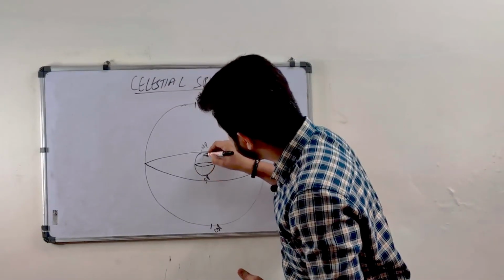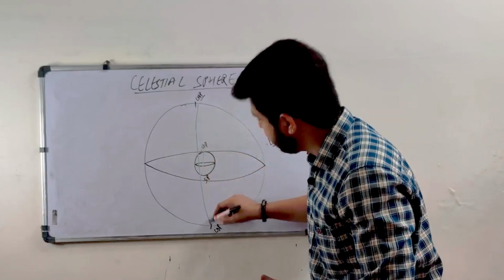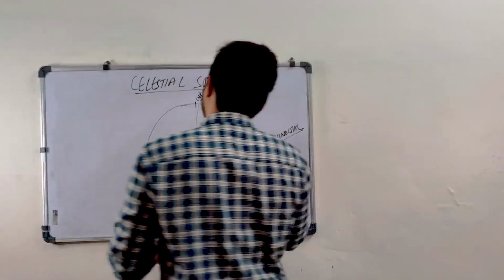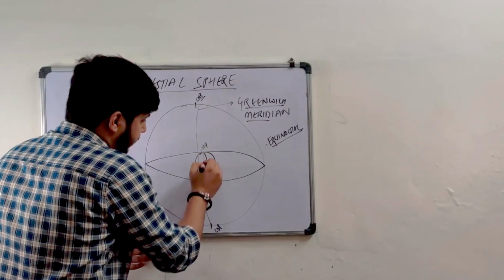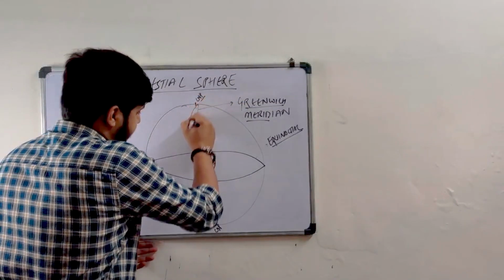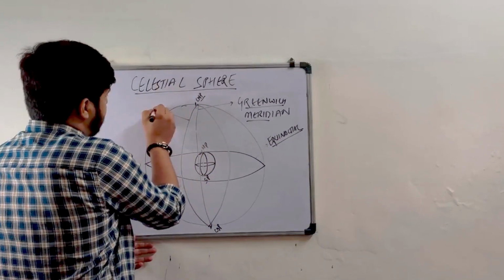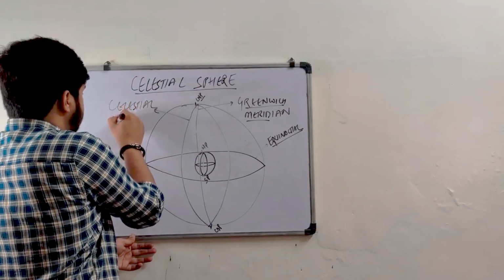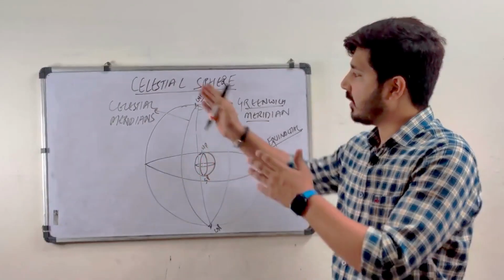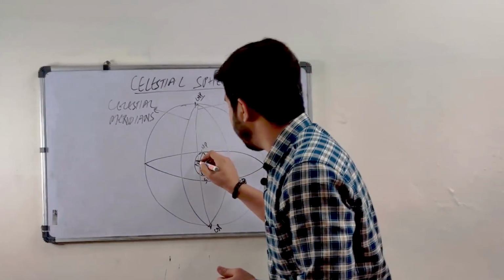Let's say this is Greenwich meridian, same we will transfer it to the celestial sphere. This is also known as Greenwich meridian. These are longitudes, correct? We call these celestial meridians. So the longitudes are converted to the celestial meridians. Okay. Now we have latitudes.